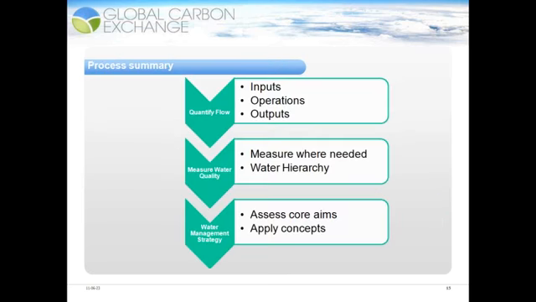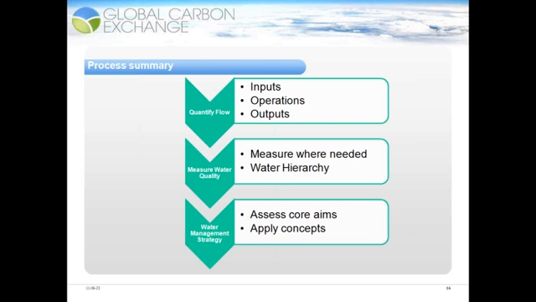Now, just to go through a quick little process summary, we've had a look at quantifying flow. We've determined what inputs are, what operations are, and what outputs are. We've looked at measuring water quality, where obviously you measure where needed due to the cost of measuring water quality. We've looked at ranking. Once you know what your water quality is, we've looked at ranking actual water grades and putting up a water hierarchy of the available water sources on your site.